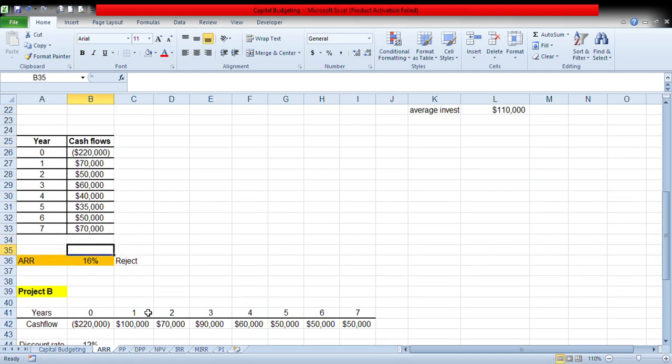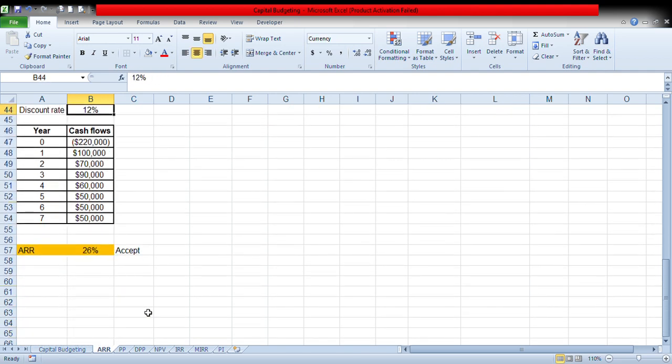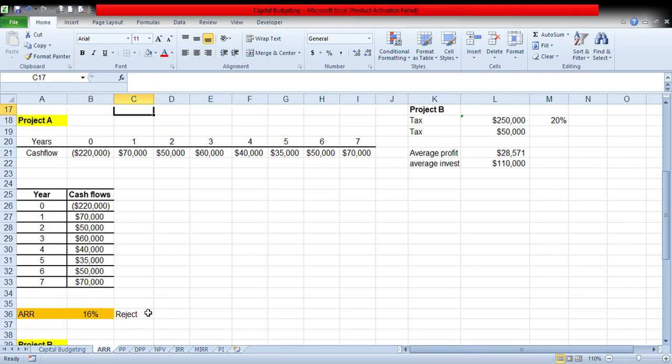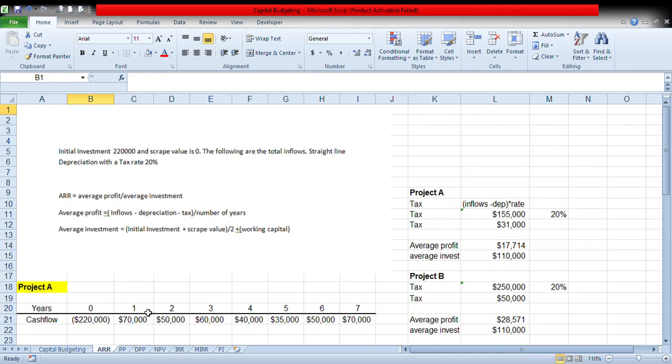So that's why we reject project A with 16%, and we accept project B, which has the higher accounting rate of return. Understand, ladies and gentlemen, I hope you've understood. It's very easy to calculate accounting rate of return.